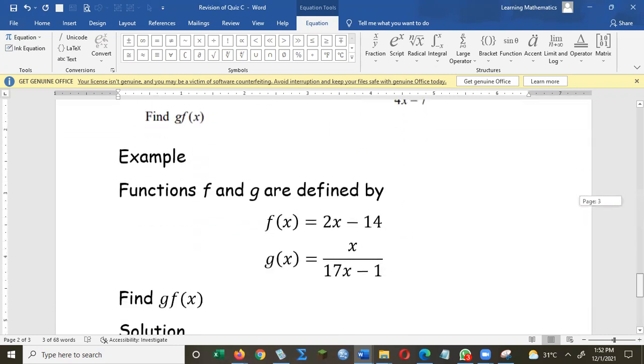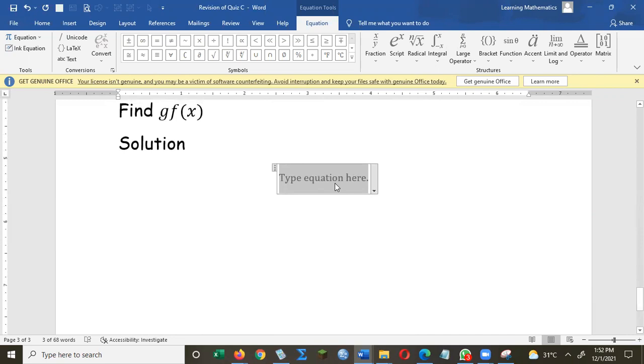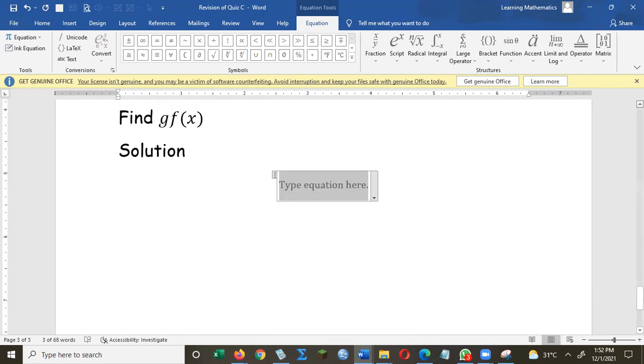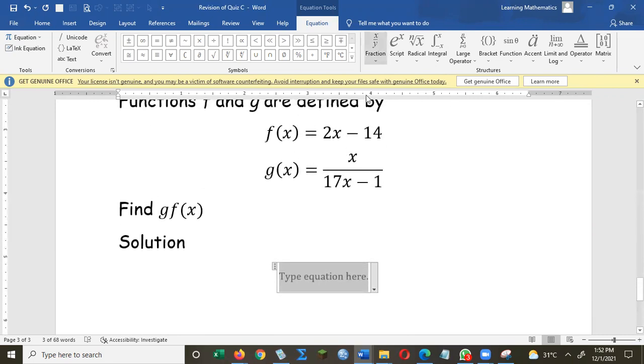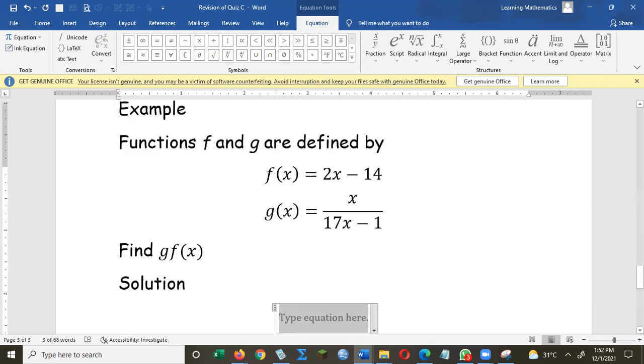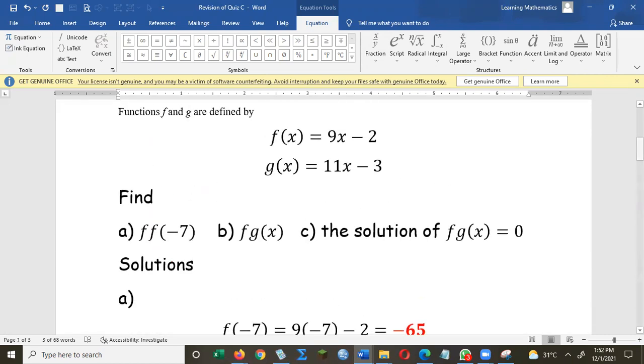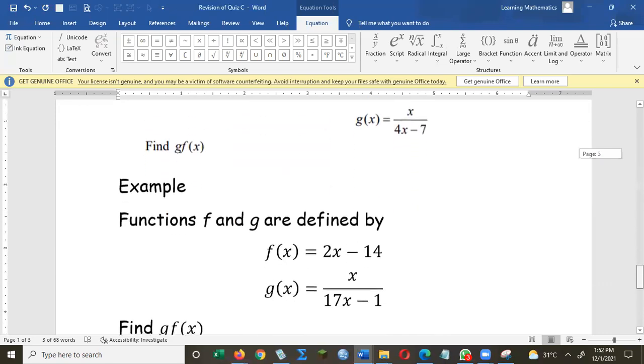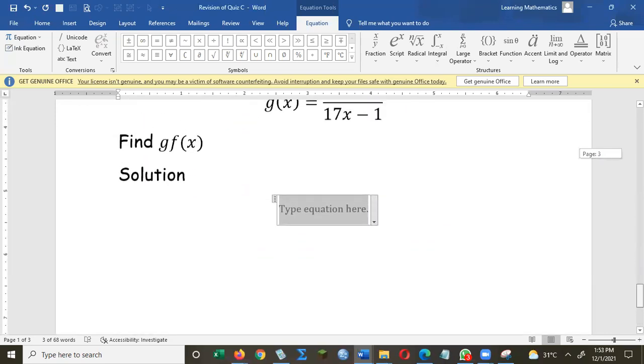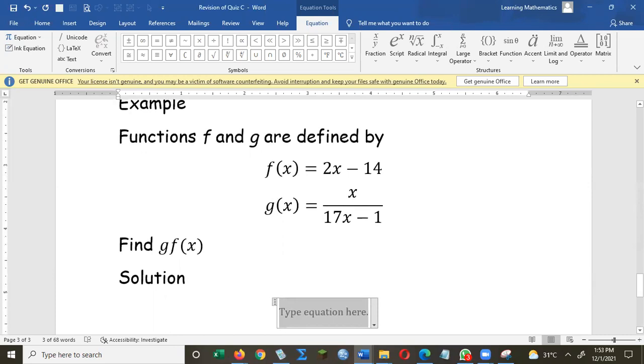How would you do it? Substituting f into g, how would you do it? Look at f and look at g. Right, look at f and look at g, how would you do it? Open bracket, that's how you'd start.